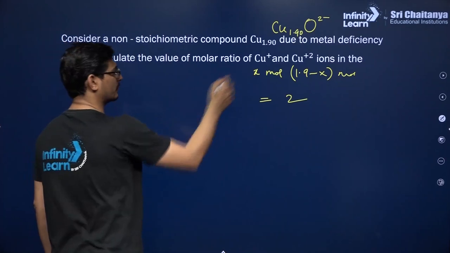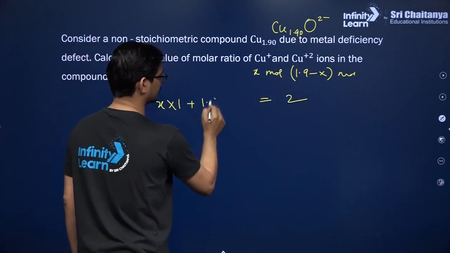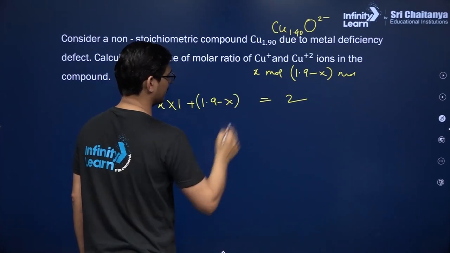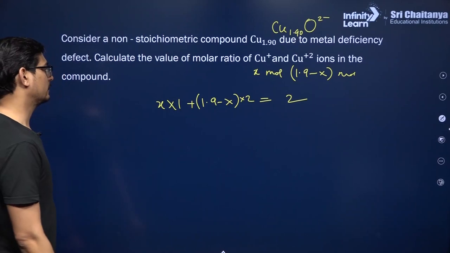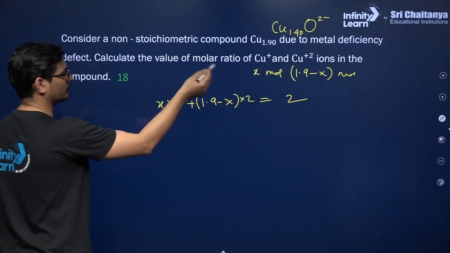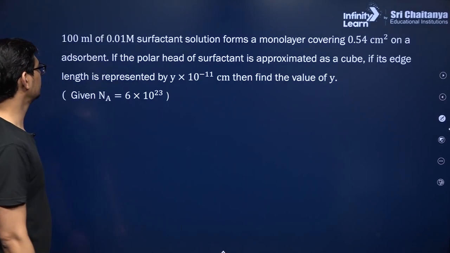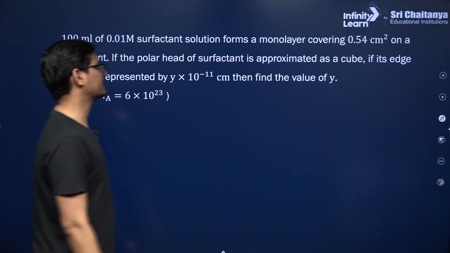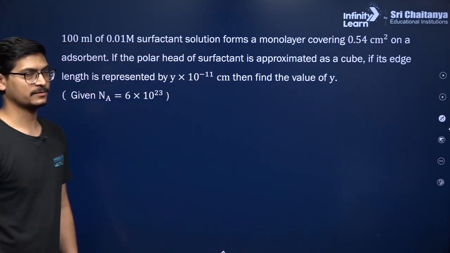Now the charge balance condition says that 1.9 mole of copper should have a total of 2 mole of charge, right? So the total charge should be 2 molar, right? The number of moles of cuprous is x, their charge is 1. Number of moles of cupric is 1.9 minus x, and their charge is 2. Solve this equation, and you can find then the number of moles of cuprous by cupric is coming out to be 18, right?